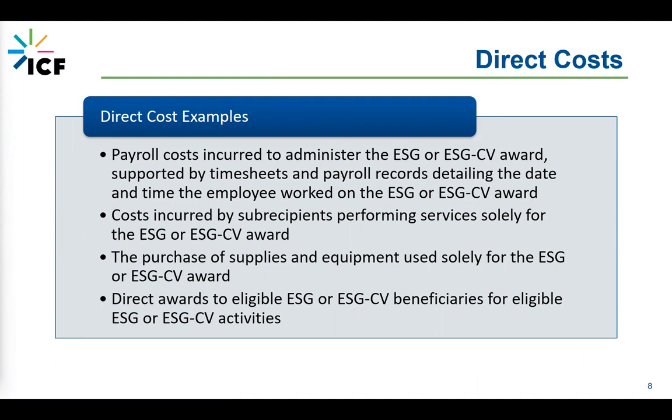Examples of direct costs include payroll costs incurred to administer the ESG or ESGCV award, supported by timesheets and payroll records detailing the date and time the employee worked on the ESG or ESGCV award. Costs incurred by grantees' subrecipients performing services solely for the ESG or ESGCV award. The purchase of supplies and equipment used solely for the ESG or ESGCV award. And finally, including but not limited to, direct awards to eligible ESG or ESGCV beneficiaries for eligible ESG or ESGCV activities.